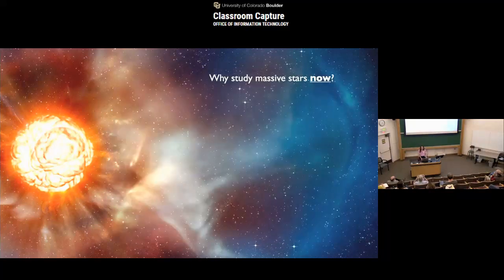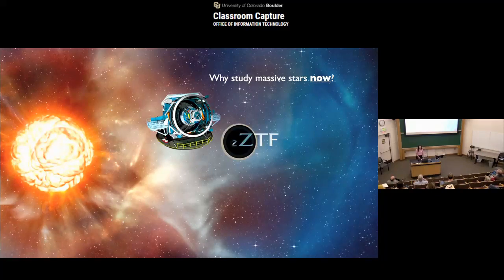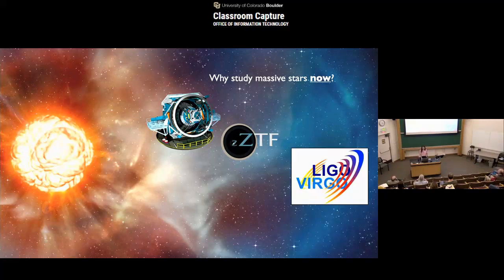Why study massive stars now is another good question. This is actually a really exciting time to be doing this type of work. For one, there are numerous surveys online and coming online that are giving us an infinite amount of data that we just haven't had before. So next year, we should have data from Rubin-LSST. We also already have the ZTF survey, which is detecting supernovae already. There's also LIGO Virgo, detecting gravitational wave sources.